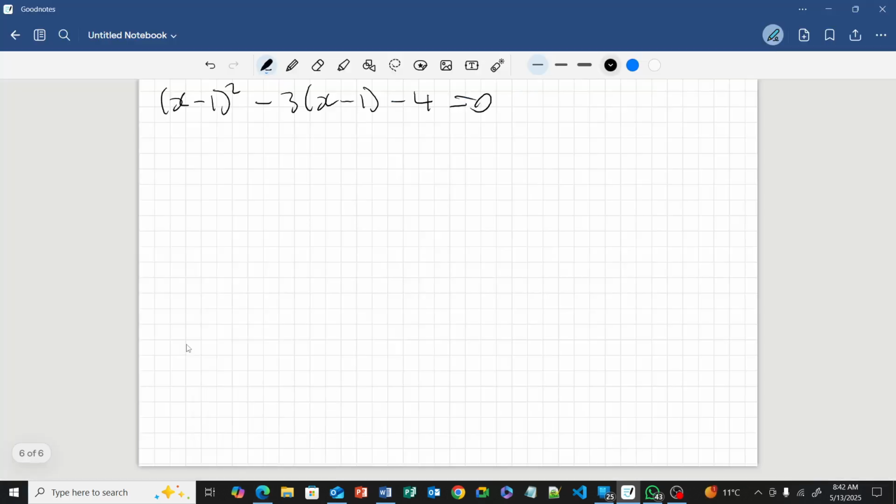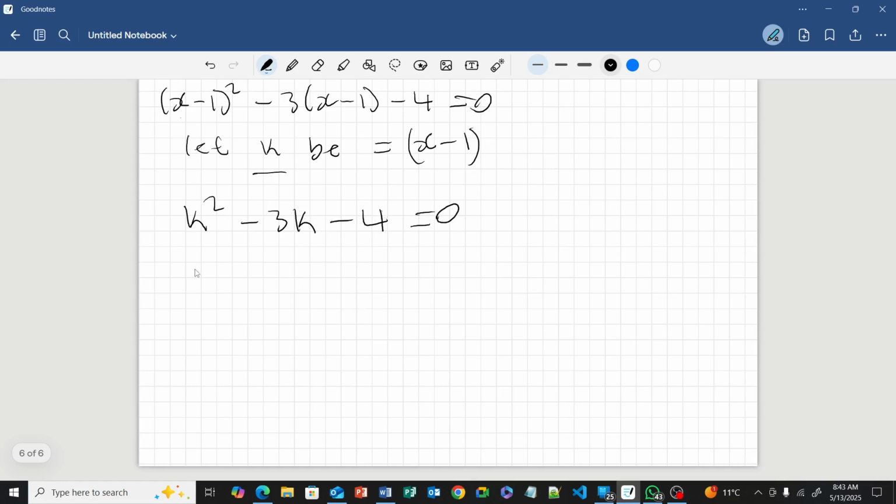Yes. Now, for you to be able to solve this, obviously you need to simplify the brackets so that you can factorize. So you let k be equal to x minus 1. Everywhere you see an x minus 1, you substitute with k. So k squared minus 3k minus 4 equals 0. Can you factorize? Yes. Now you open the brackets.